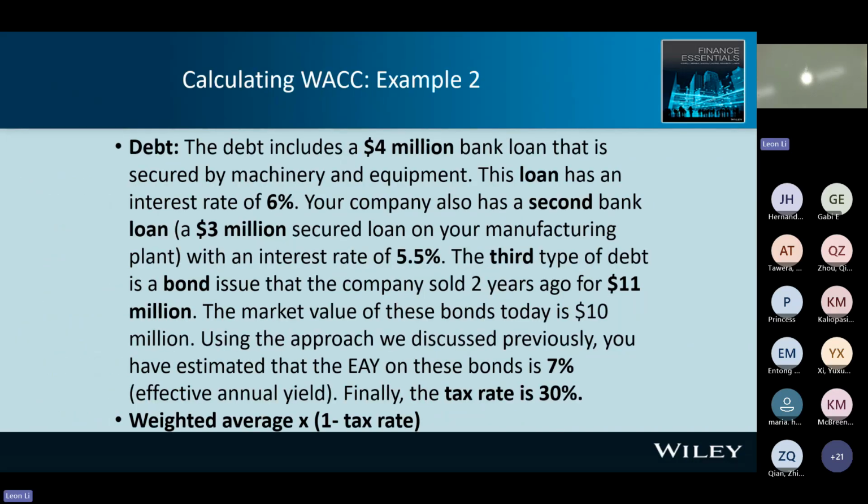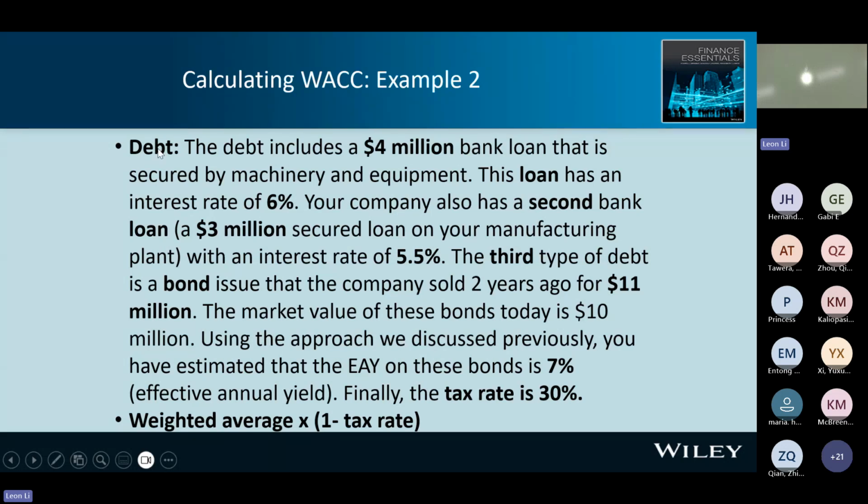So now we are going to discuss example 2. In example 1, we have 2 types of capital. In example 2, we take one more step. We have 3 types of capital: debt, ordinary share, and preference share. The concept is the same. We calculate the cost of each type of capital, then take the weighted average. So let's consider example 2.